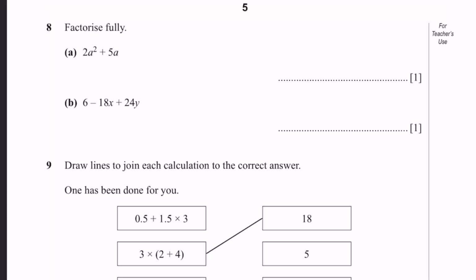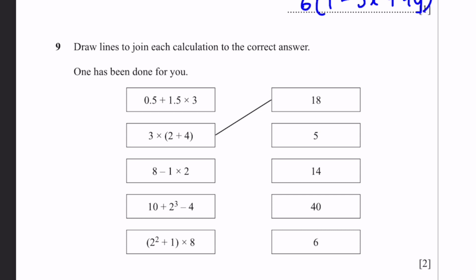Question 8, factorize fully. A, 2a squared plus 5a. The highest common factor is a, so a into 2a plus 5. And then the second one, 6 minus 18x plus 24y. So the HCF is 6. 6 into 1 minus 3x plus 4y.